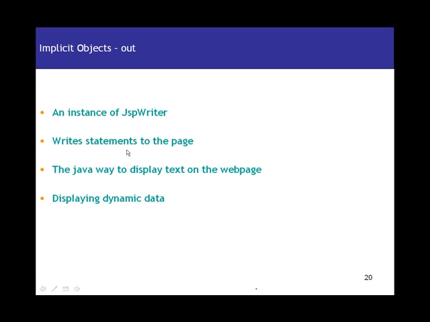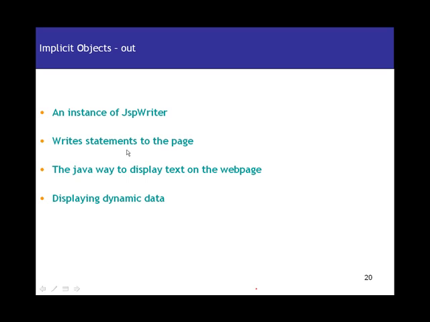The other alternative you have is using the out implicit object to display any kind of text on the JSP page. We know that every JSP page is in the end converted into HTML when it is rendered to the client. A JSP is converted to a servlet, but ultimately when the page is rendered to the end client, it is nothing but an HTML page, because your web browser can understand nothing but HTML, and you are going to send that HTML page to your web browser.